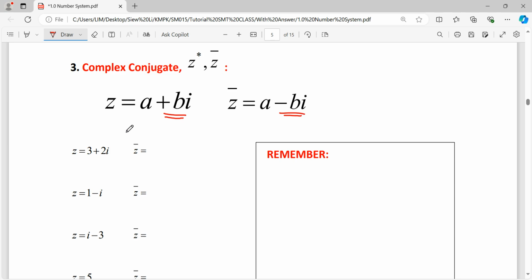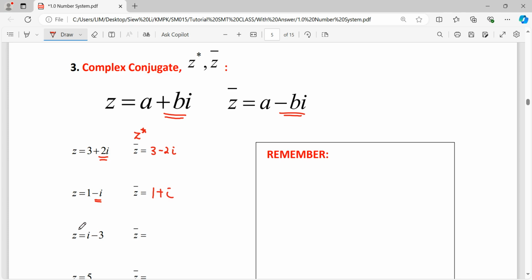So for example, complex number Z is 3 plus 2i. Its conjugate will be changing the imaginary part from positive 2i to negative 2i. So this will be our complex conjugate denoted by Z bar, or it can be written as Z star. Then for the second example, let's say the complex number equals 1 minus i. Its conjugate will be 1 plus i, changing the imaginary part from negative to positive.